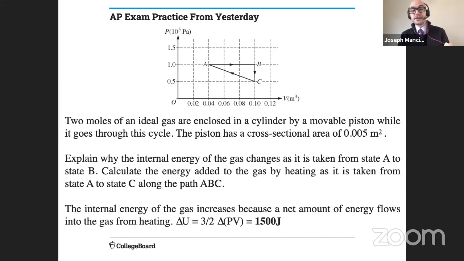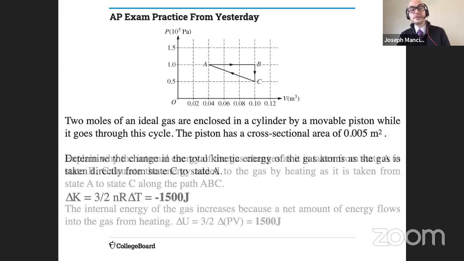And then we have to calculate the energy added to the gas as it transitions from state A to B to state C. Well, the change in internal energy is 3/2 delta PV. I didn't show the intermediate step there, but I multiplied P times V in state A, and then multiplied P times V in state C. I found the difference between them, that's delta PV, and multiplied that by 3/2 to get 1500 joules.